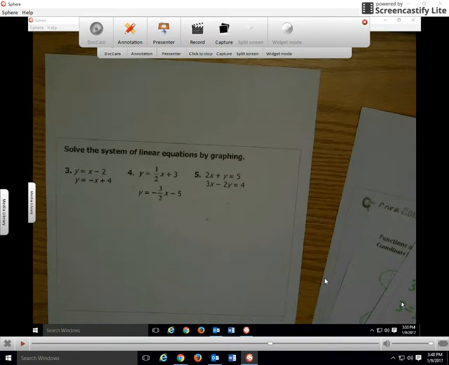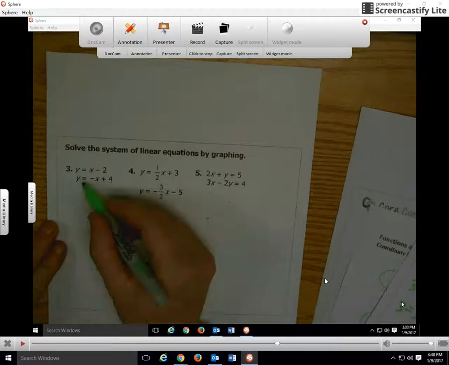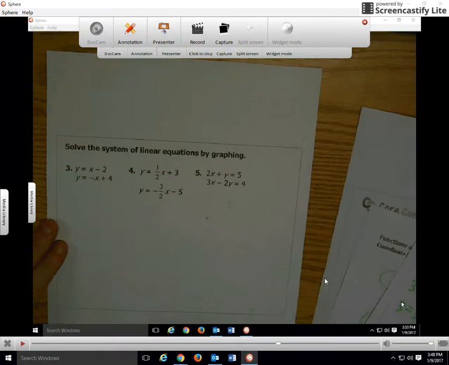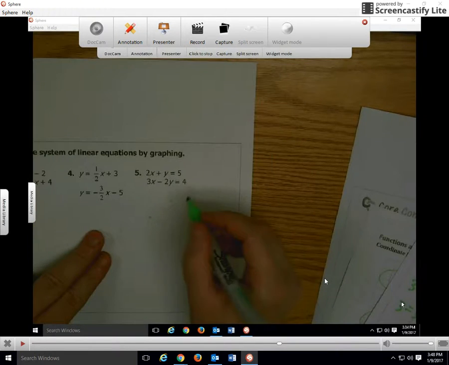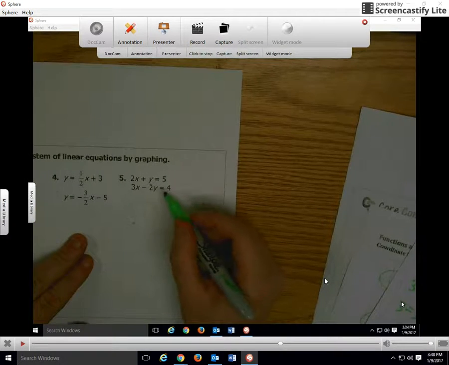All right. Let's do one more very quickly, and then I will have you guys try some on your own. We'll try number 3 here. Oh, let's do number 5. And number 5, the y is not already by itself. So the first thing you probably want to do is solve for y. So I'll do that really quick.